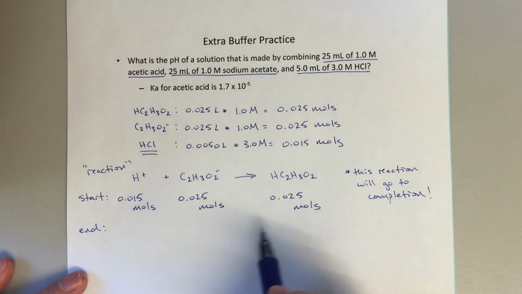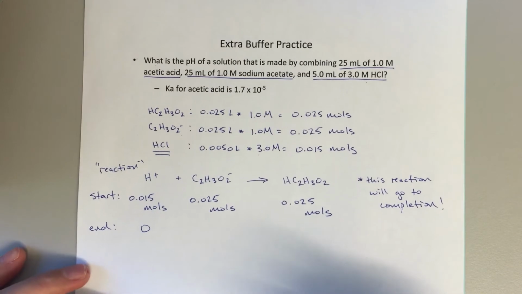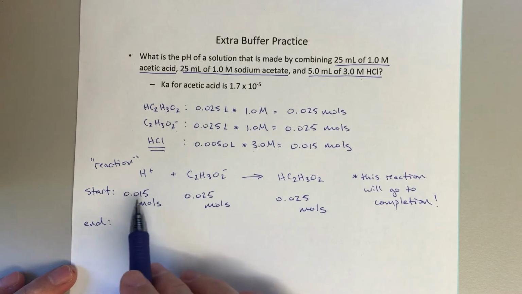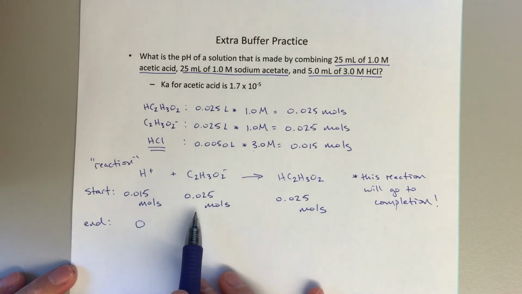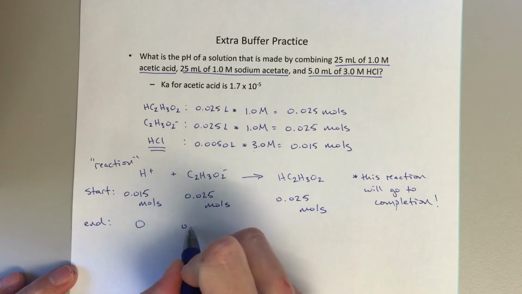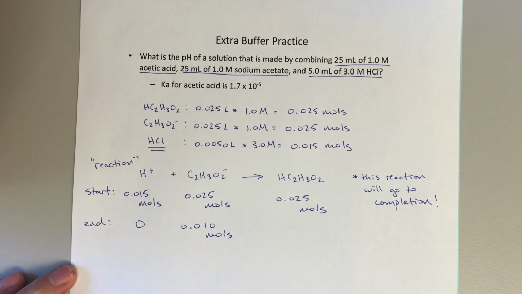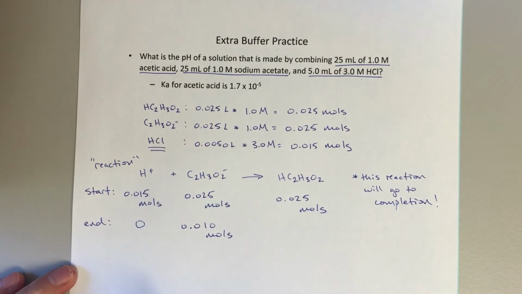So at the end of this reaction, my H+ number of moles is going to go to 0. And I know that, again, because this is a strong acid, this reaction is going to go to completion. I can see that this is a 1-to-1 molar ratio. So whichever one of these is smaller is going to tell me what my limiting reagent is. That's H+, so that will go to 0. At the end of this reaction, I'm going to end up with 0.010 moles of acetate ion. So if I take 0.025 and subtract that amount of H+, this will be my moles of acetate ion.